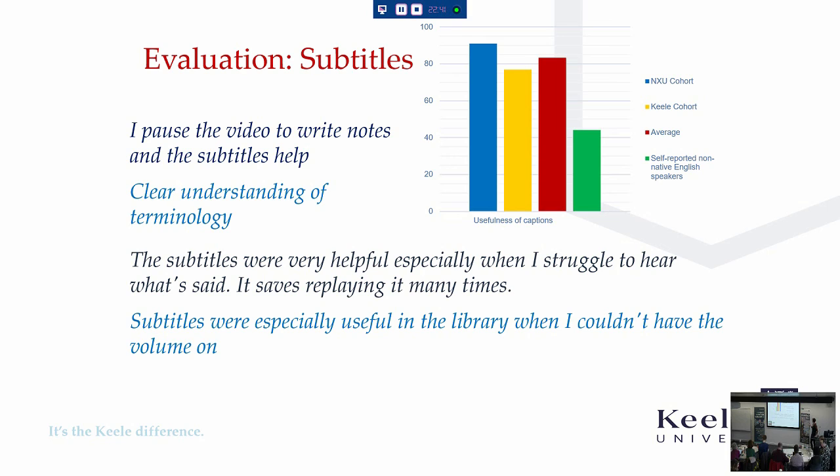Like I said earlier, they were talking about things like, if I can't hear it, it saves me replaying it if I can't quite hear what the lecturer is saying. I was using them in the library, I couldn't have the volume on because it was expected to be too quiet. Clear understanding of the terminology, so maybe they didn't understand one specific bit of terminology, but having the subtitles there really helped that. So they were clearly very appreciated.